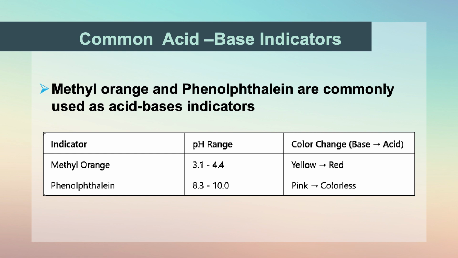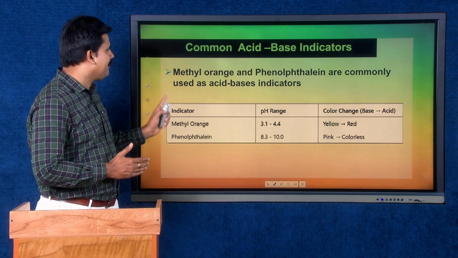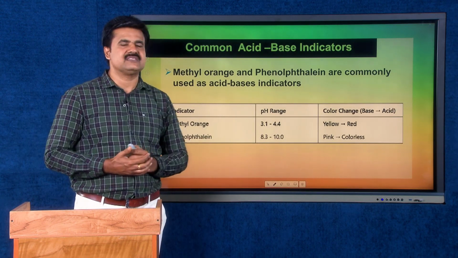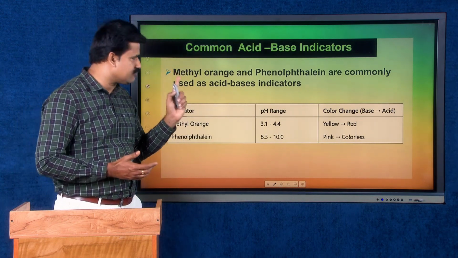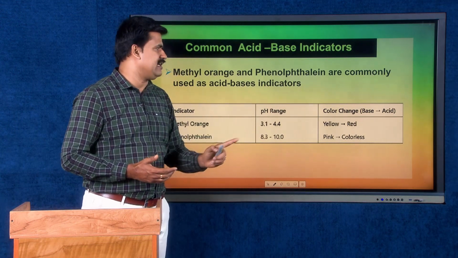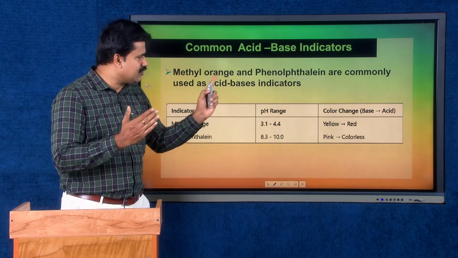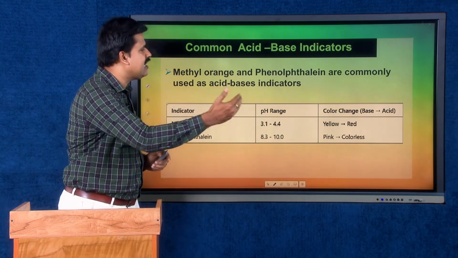The first column represents the indicator. The indicators are methyl orange and phenolphthalein. The second column represents their corresponding pH range, and the last column represents the color change from base to acid medium. So, methyl orange lies in the pH range of 3.1 to 4.4, and its color change is from yellow to red. That means yellow in base medium and red in acid medium.